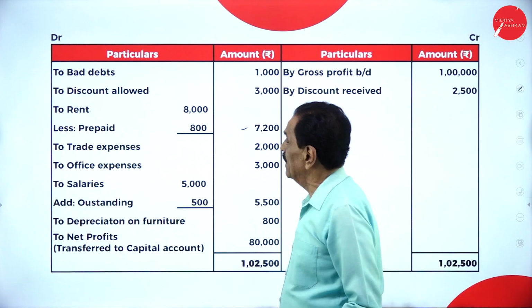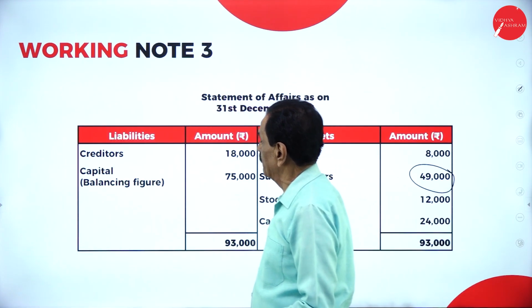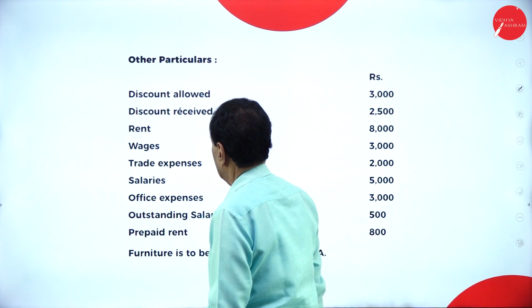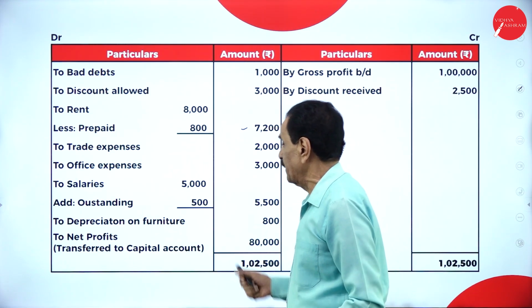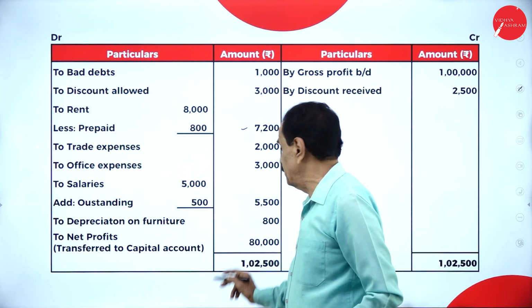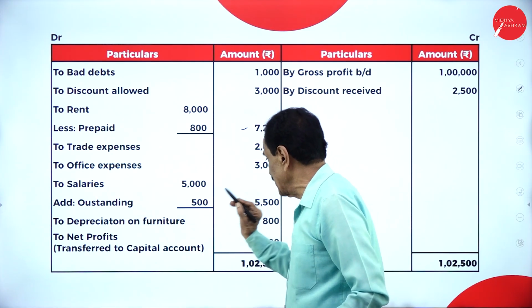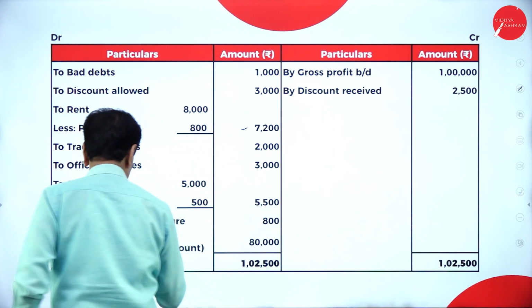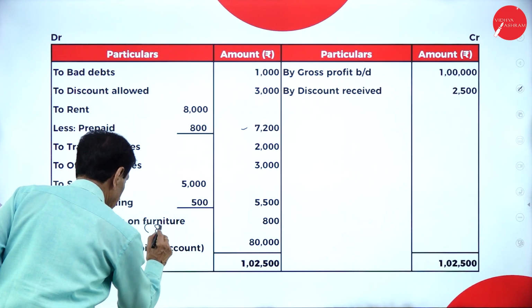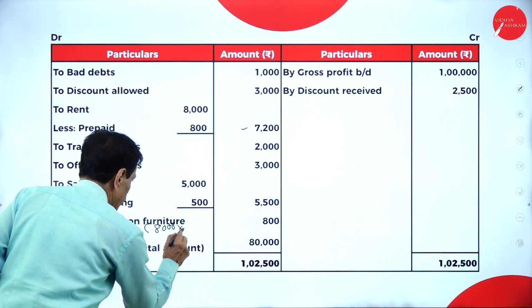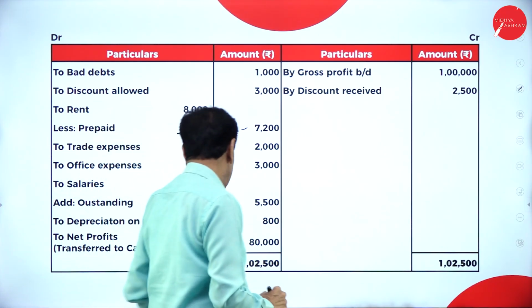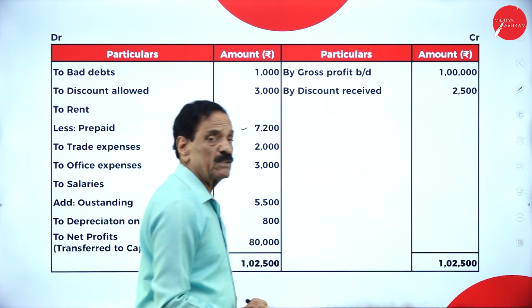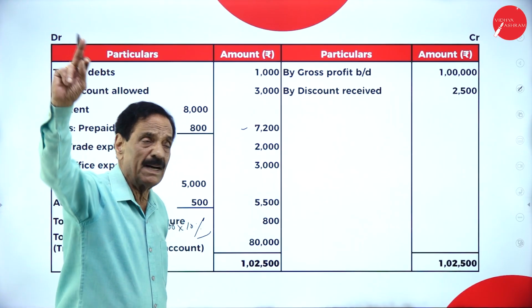Depreciation on furniture, he says, what's the furniture value? Come back here. Furniture 8,000. Your depreciation on 8,000, 10% means 800. This is 8,000 into 10 by 100. Furniture 8,000, 10%, 800. Difference is 80,000. It's the net profit, gone to the balance sheet.